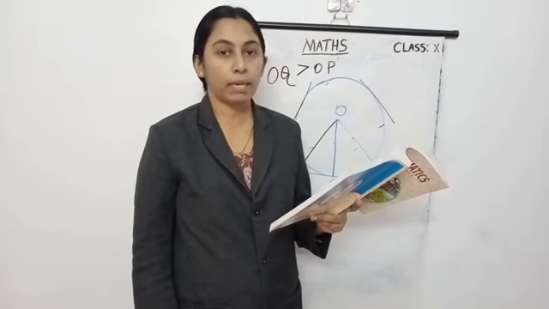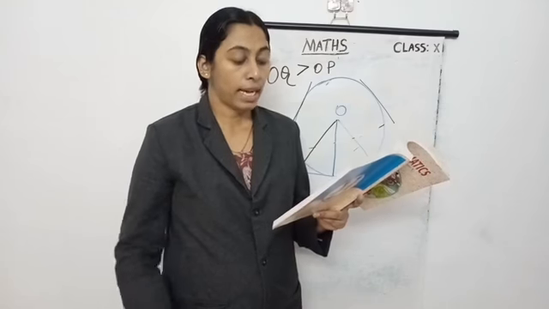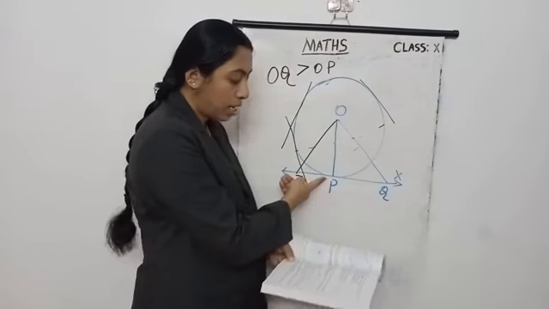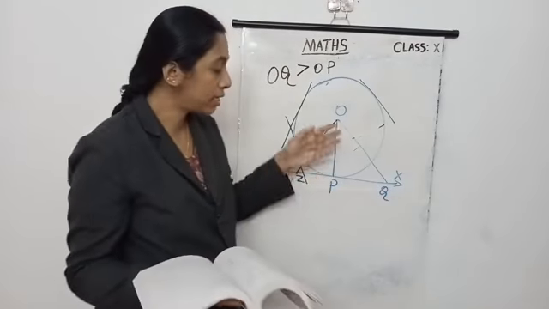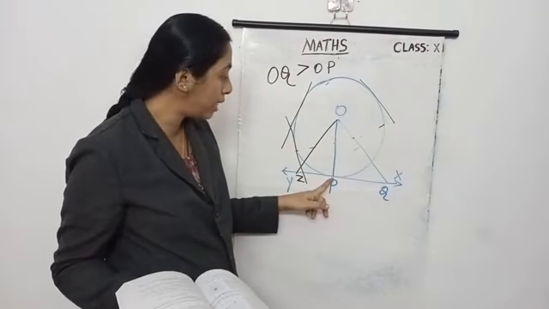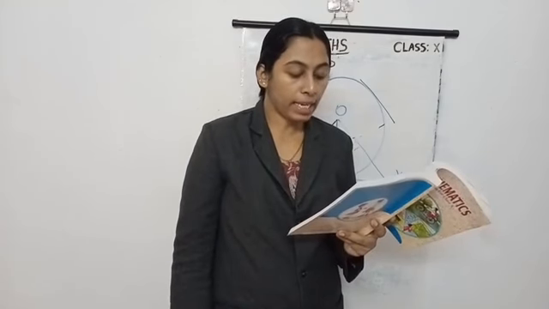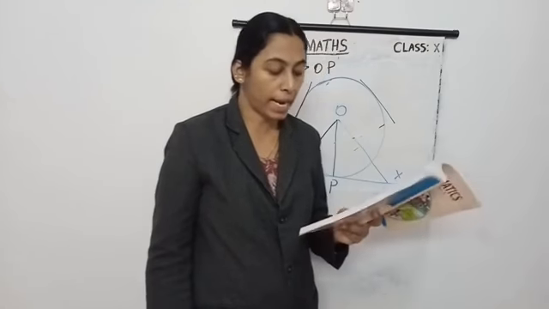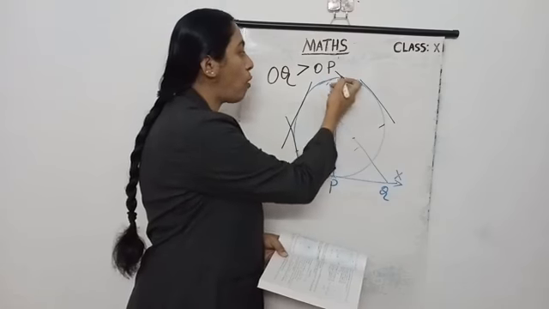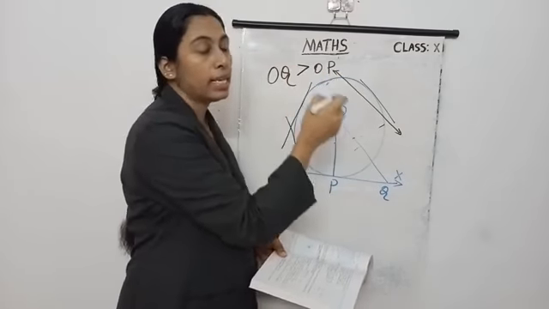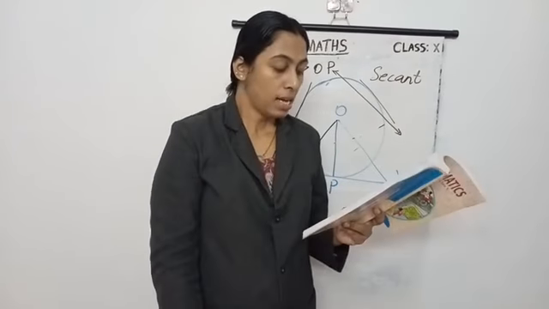Next, question 2. Fill in the blanks. 1. A tangent to a circle intersects it in dash point. A tangent and the circle have only one common point and they intersect at that one point. So the answer is 1. Then question 2. A line intersecting a circle in 2 points is called a dash. I already explained in the first section. A line intersecting a circle in 2 points is called a secant.